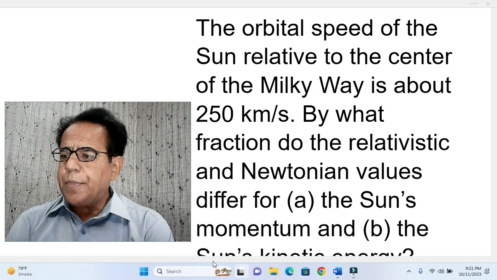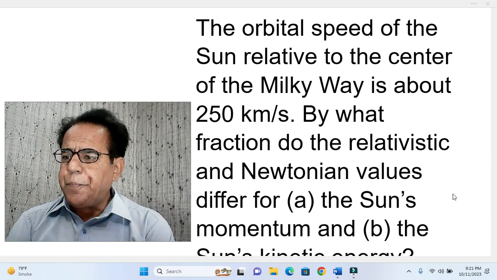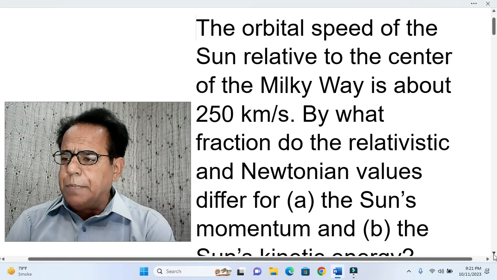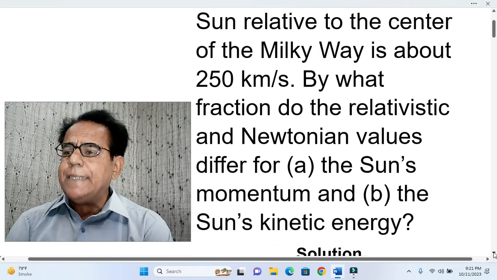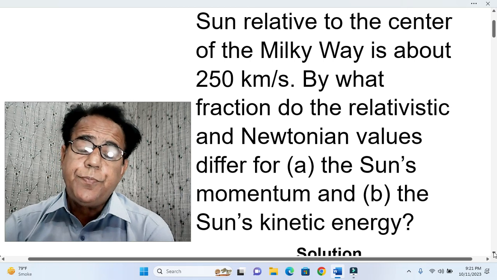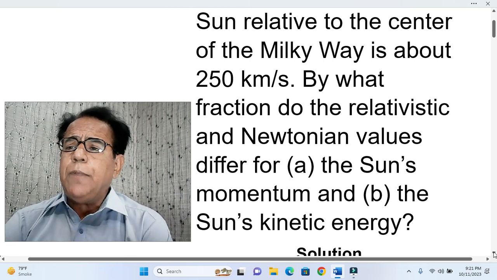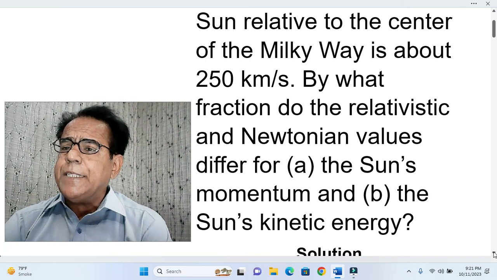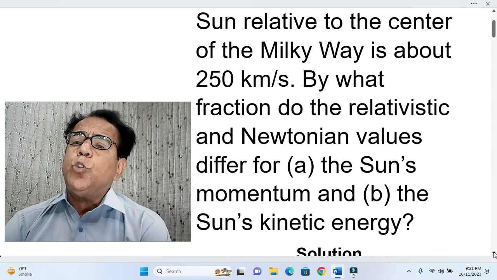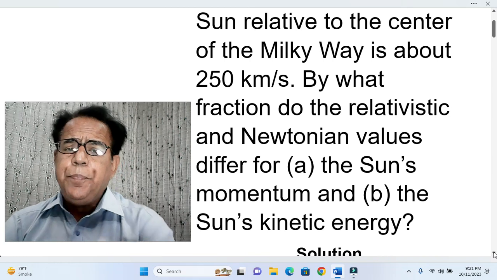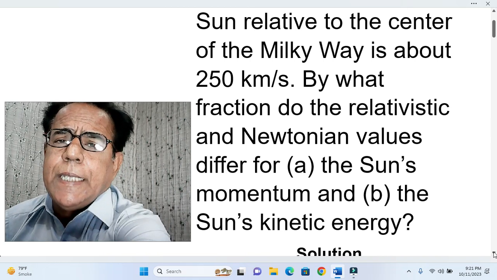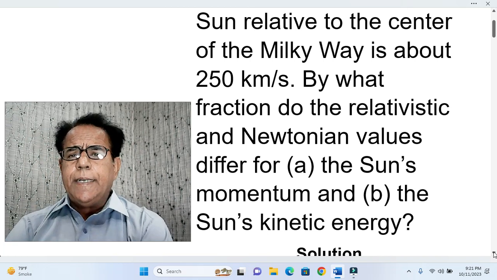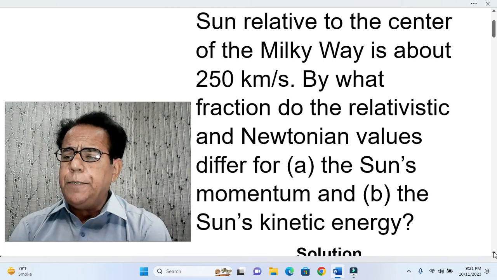For part A, the sun's momentum and the sun's kinetic energy. So dear students, we have to find momentum and kinetic energy both in Newtonian or classical mechanics and in relativity.